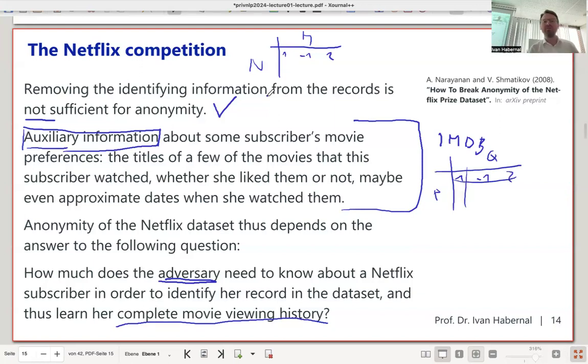So no matter how hard you try here, with no names and no movie titles, you can still somehow find a mapping between some values here. And once you find the mapping, things will open up for you. Okay, any questions? Does it make sense? Yeah.